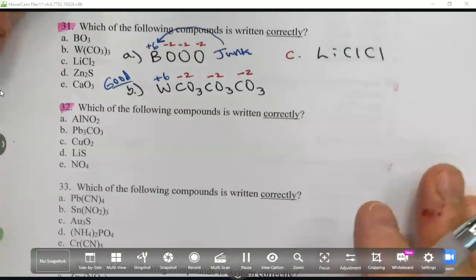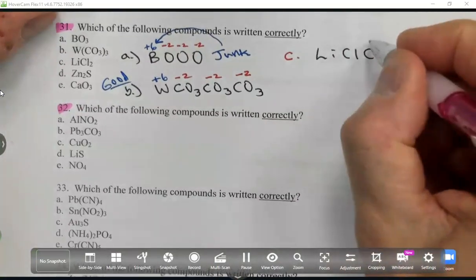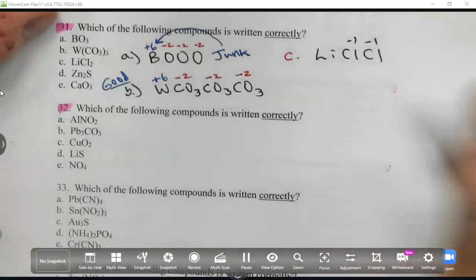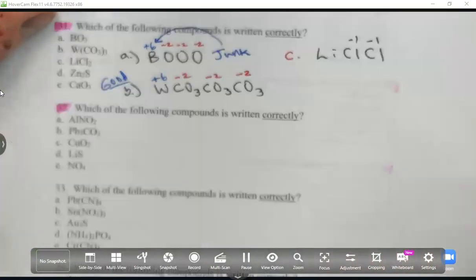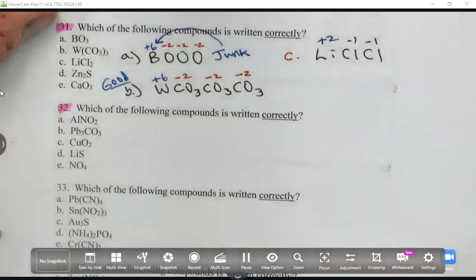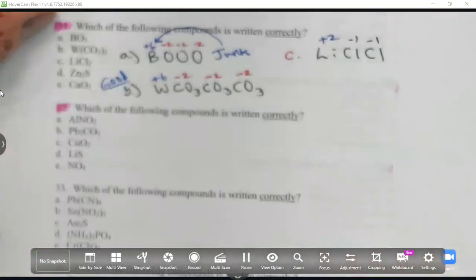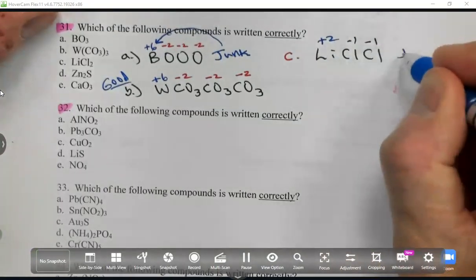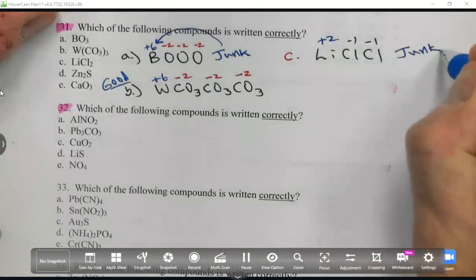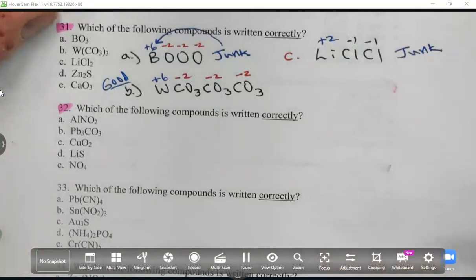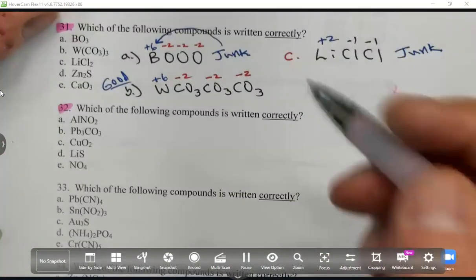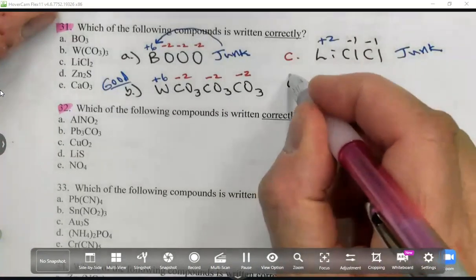LiCl2. This would have to be chloride, -1, -1. That would make lithium +2. And that is absolute junk because lithium is always, always, always +1. All right, so C for sure is garbage.